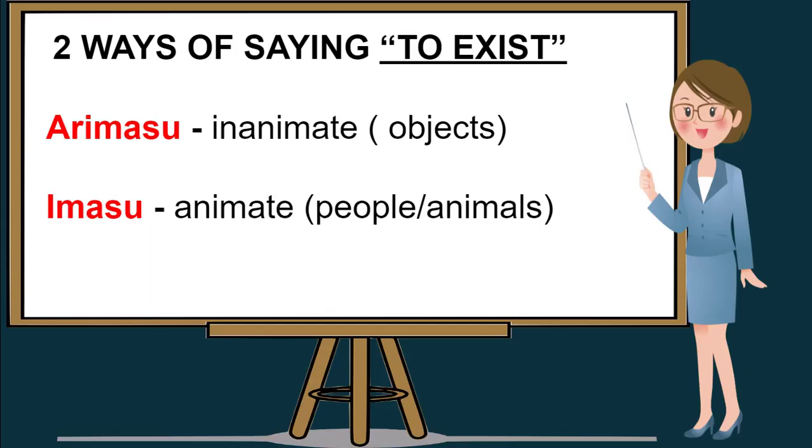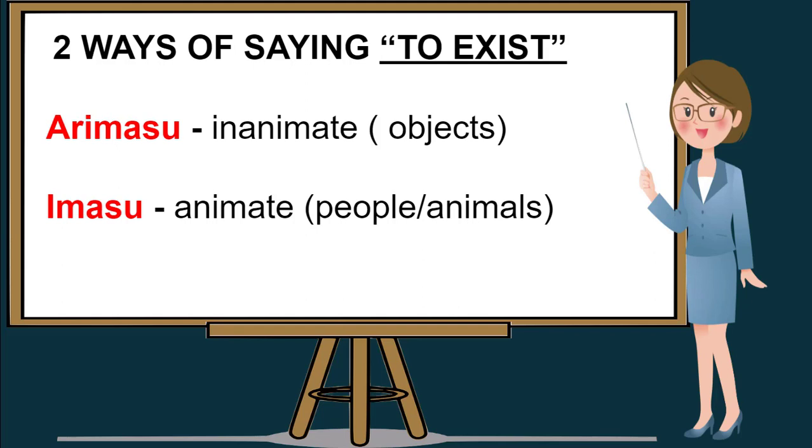There are two ways of saying to exist in Nihongo. First is the use of arimas. It means we will only be using arimas if the object we are talking about, or the subject of the sentence, is inanimate or an object, meaning to say there's no life. Let's say for example, books, tables, pens, papers, anything that has no life.